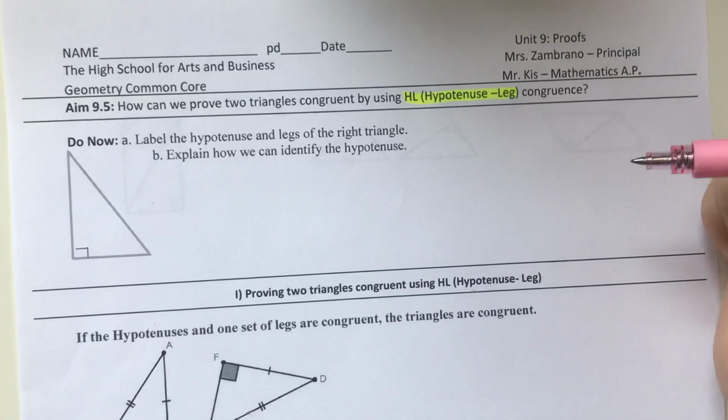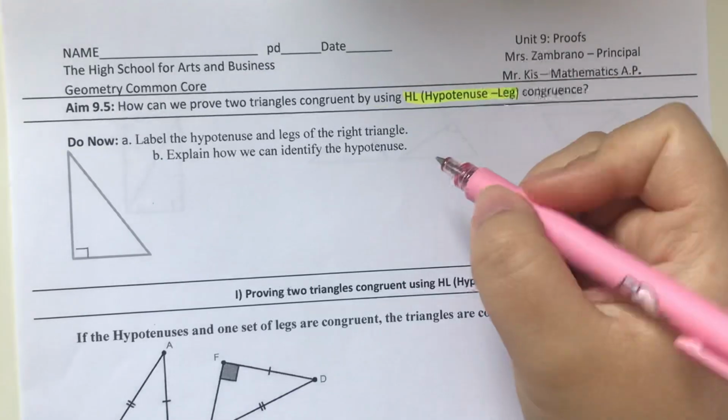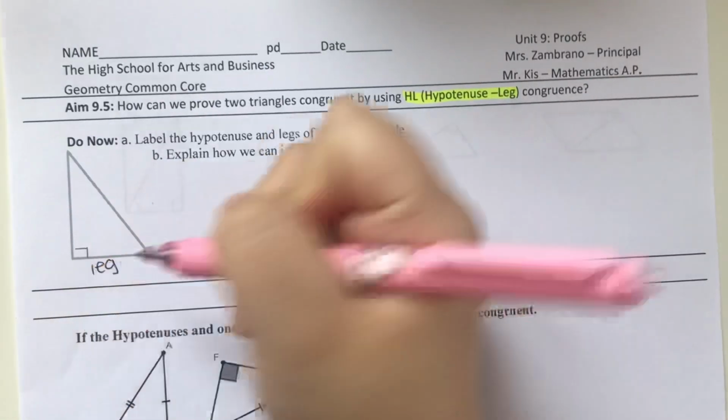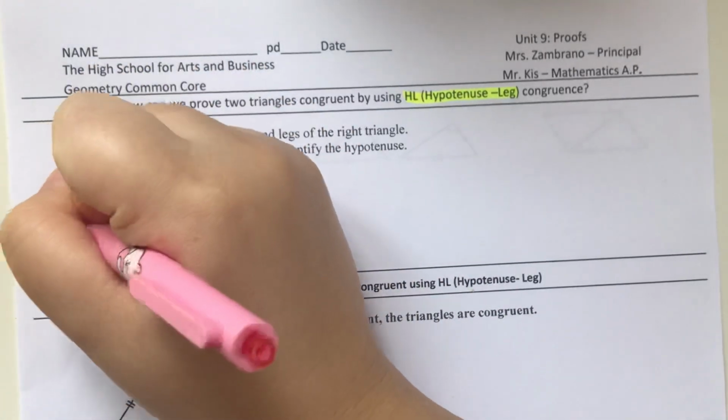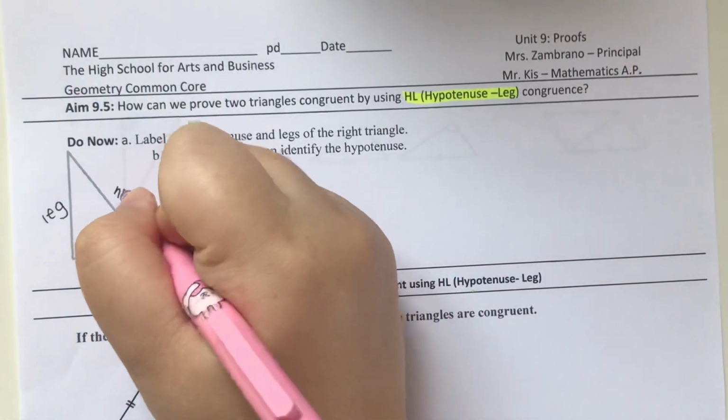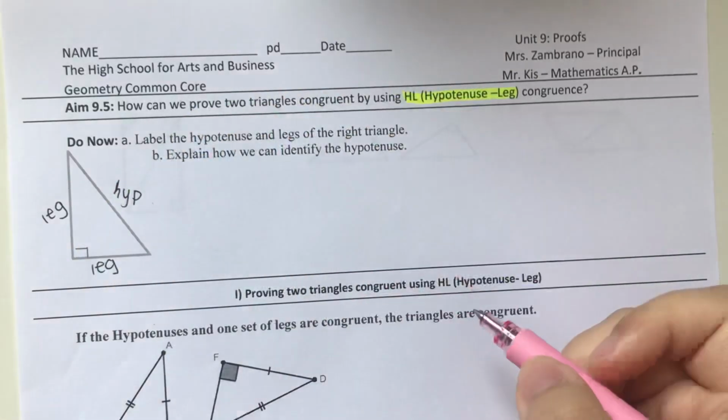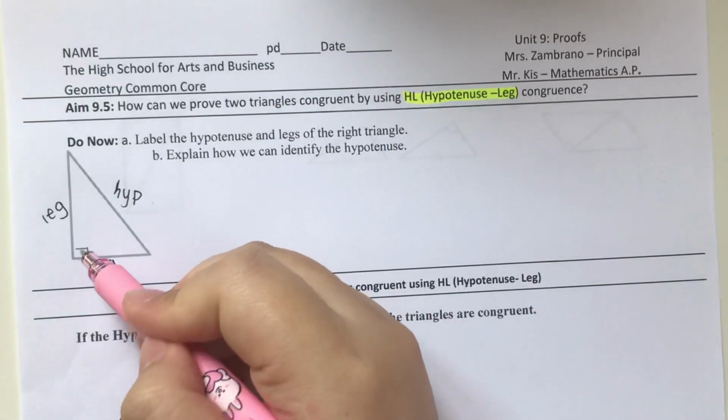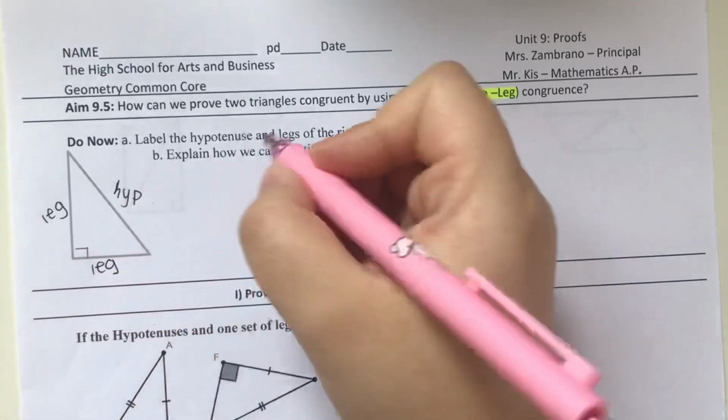The do now says to label the hypotenuse and the legs of the right triangle. You need to explain how we can identify the hypotenuse. This is something that all of you should know from Unit 5, from Unit 6, from trig ratios. One leg right here, one leg over here. This is the hypotenuse because that is directly opposite from the right angle.